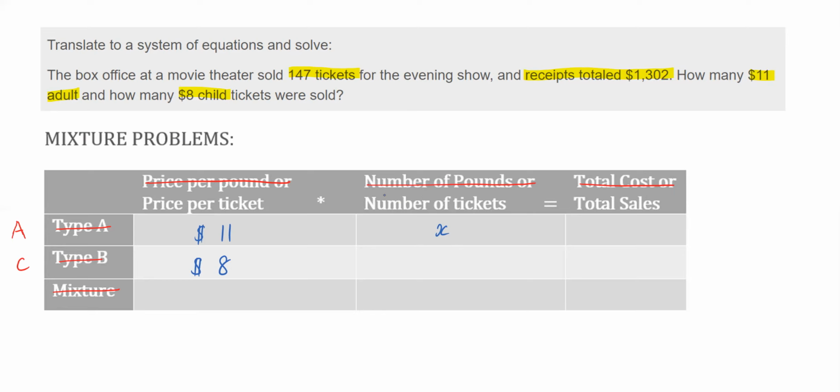You could continue on like that, but here we're going to talk about two variables. So there are two missing details and I have two variables to bring in. But I do know the total number of tickets, so the mixture does not make sense, and I'm going to call it total. Only total number of tickets and total sales make sense. So that will be 147 tickets. And the table tells us what to do with these numbers. Multiply the two columns to get the last column. That will be 11x. That will be 8y. And the total sales is 1,302. And we fill that in.